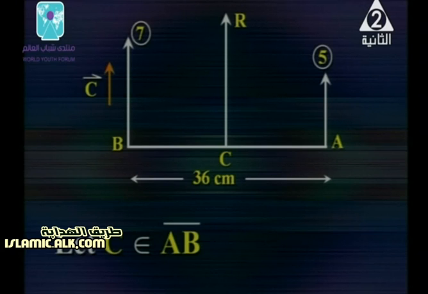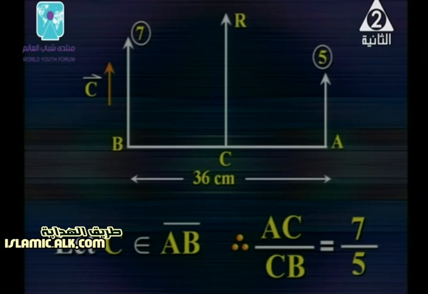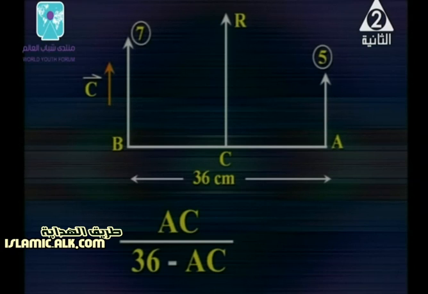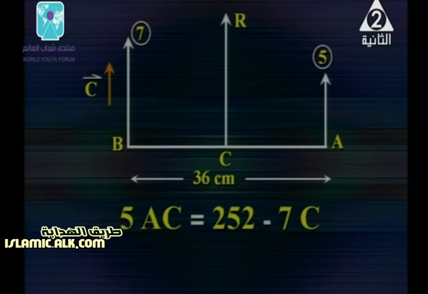Then let's see, C belongs to the line segment AB. Therefore, AC over CB equals 7 over 5. Therefore, AC over 36 minus AC, since AB equals 36. We divided AB into two lengths, AC and 36 minus AC. Then AC over 36 minus AC equals 7 over 5. By using cross multiplication, 5AC equals 252 minus 7AC.